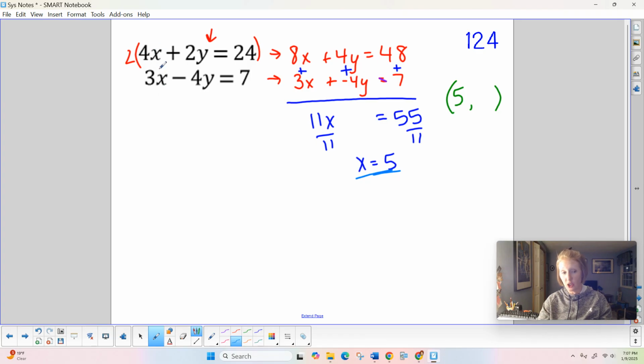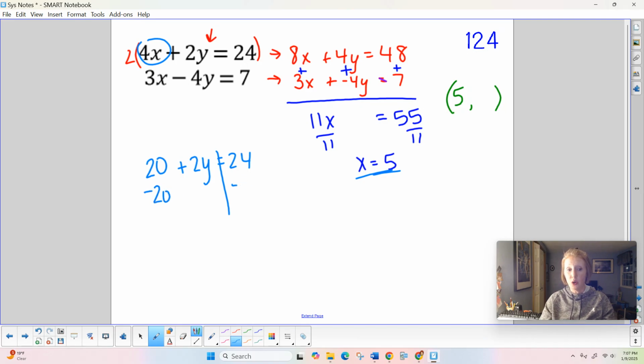Whatever one looks easiest to you. I'm going to go with the top equation, this guy here, and I'm going to plop a 5 in for that x. So 4 times 5 is 20. Just do the math right away. Plus 2y equals 24. And so now, quick balancing problem, right? A two-step balancing problem always. So I'm going to subtract 20 from both sides. I get that 2y equals 4.